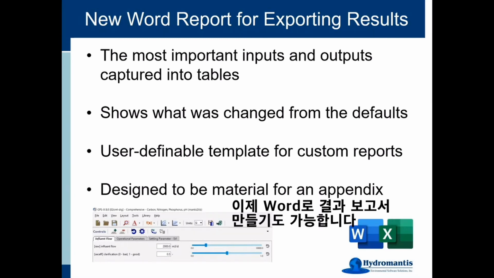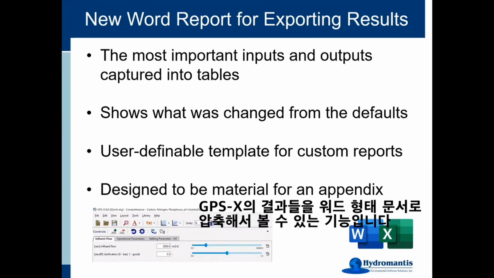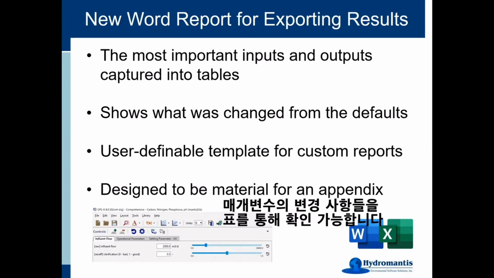But now we've created, in addition to that, a Word report. So the idea behind this one is it's a nicer, more condensed version. It has most of the important inputs and outputs already nicely formulated into tables in Word. And so you'll end up with a table that shows you, okay, for this particular object, here's what you changed away from the default. We'll list the parameter and the units, and then we list the default value and then the value that you used.